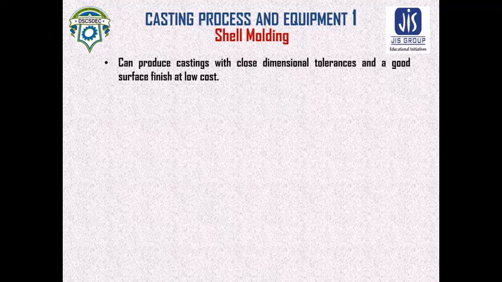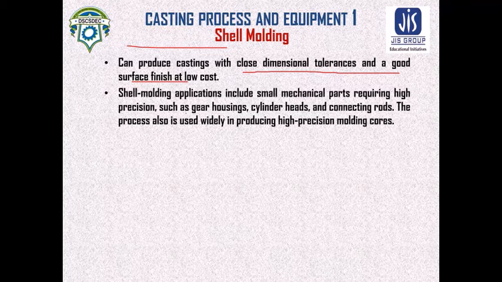Now we will discuss shell molding. Shell molding can produce close dimensional tolerance and good surface finish at low cost. Its typical application includes small mechanical parts that require high precision, such as gear housing, cylinder head, connecting rod, and the process is also used widely for producing high precision molding cores.